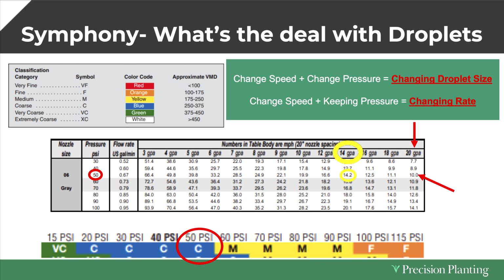So here we go. Back to that label. We did change PSI. And this grower here selected 14 gallons per acre. He has to run 14.2 mile an hour at 50 PSI. So if you change speed and change pressure, it changes droplet size. Change speed while keeping pressure constant equals changing the rate. If we have a PWM nozzle system that has constant pressure, it doesn't matter how fast or slow you go, in and out of the headlands, with turn compensation.